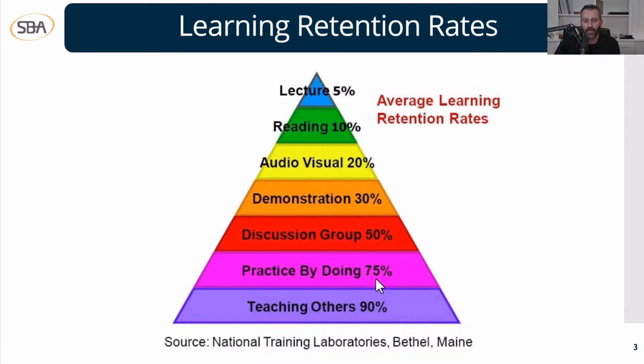And when we get down over here to the 75% retainage, this is the student actually hooking up a sensor, okay, practicing doing that, or maybe writing a program or something like that independently by themselves. This is practice by doing. They're going to get 75% retainage out of that. The last one we see on the pyramid is teaching others.